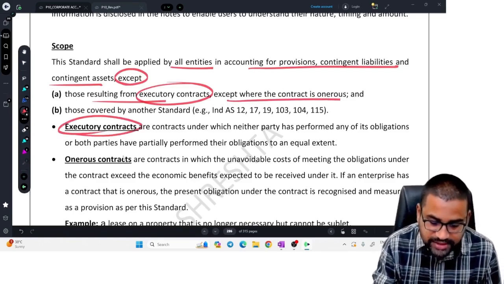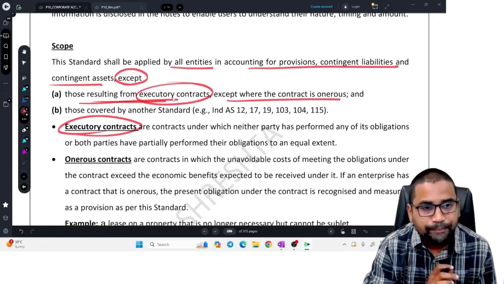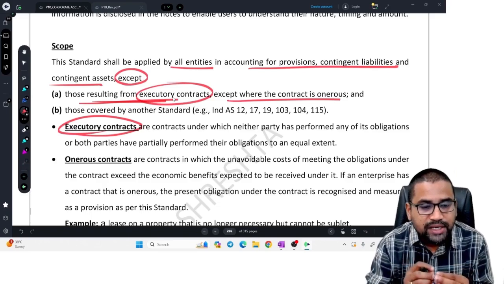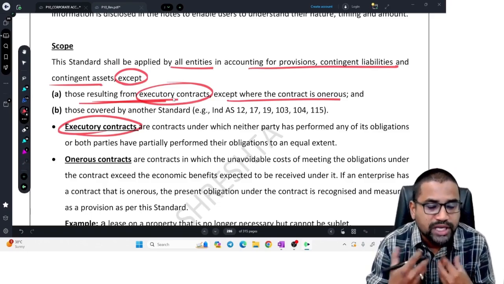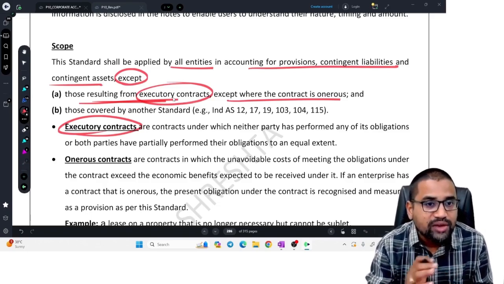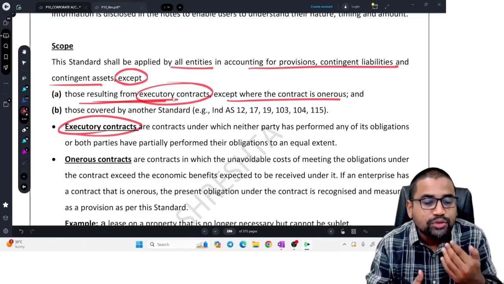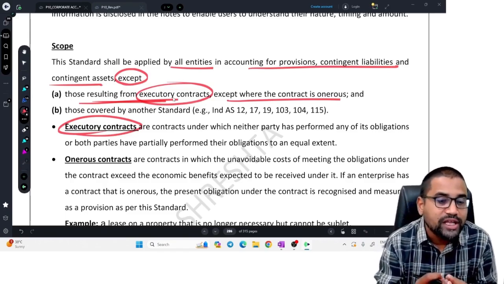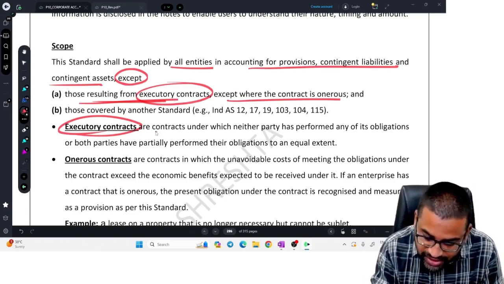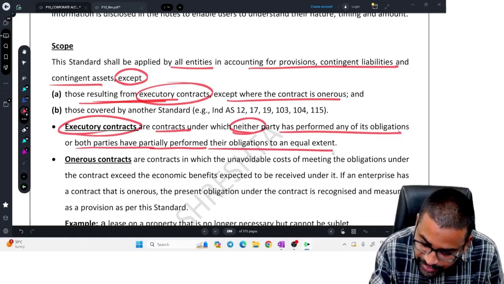Executory contracts: what are these? An executory contract is a contract in which either both parties have not performed anything, or both parties have partially performed their obligations to an equal extent. Therefore, no party has the right to legally enforce against the other party, since they have not performed or have performed equally. That is called an executory contract. Executory contracts are contracts under which neither party has performed any of its obligations, or both parties have partially performed their obligations to an equal extent.